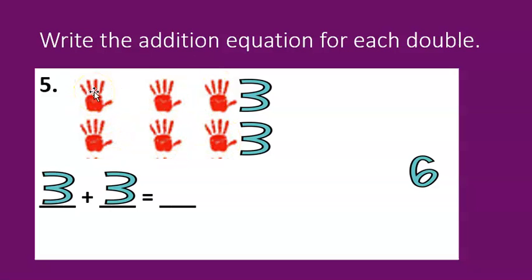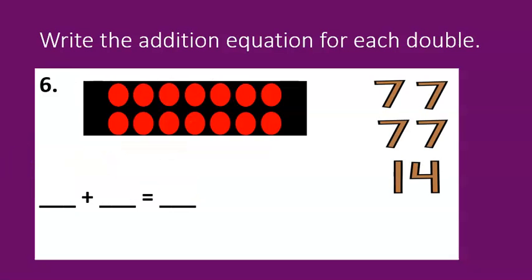Count with Mr. Begay. 1, 2, 3, 4, 5, 6. So what goes here, boys and girls? 6. So let me put 6 there. Now there is our addition equation. 3 plus 3 equals 6. Based on our doubles facts here. Now let's come here to this next example. Now boys and girls, just based on how you see those red circles, is this a doubles fact?